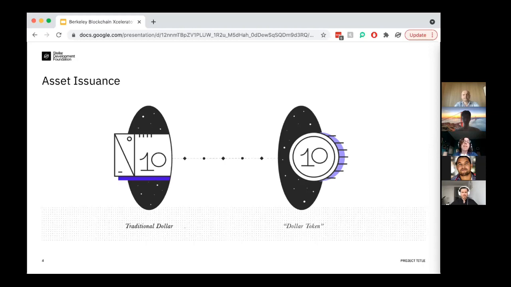So anchors maintain fiat reserves equivalent to the value of issued tokens, so users can redeem those tokens back to fiat at any time. That means that when people hold the tokens, they can treat them just like traditional money because they know that they're redeemable for traditional money in the end.